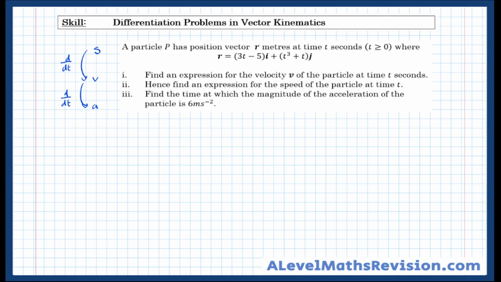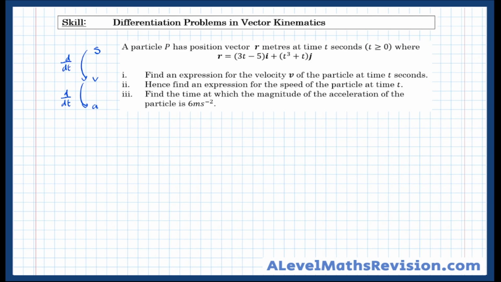So a particle P has position vector r meters at time t seconds. And you can see r is a vector because it's bold, where r is (3t minus 5) i plus (t cubed plus t) j. Find an expression for velocity.